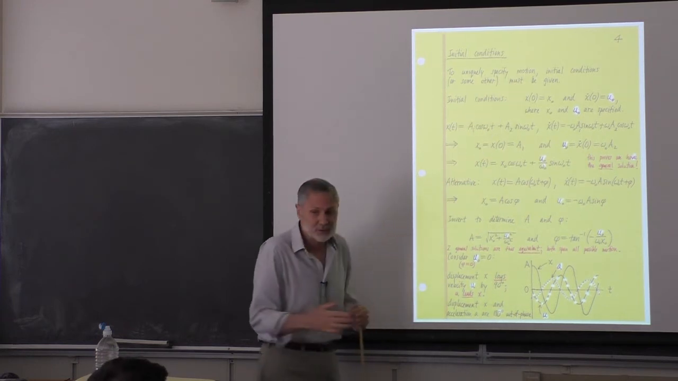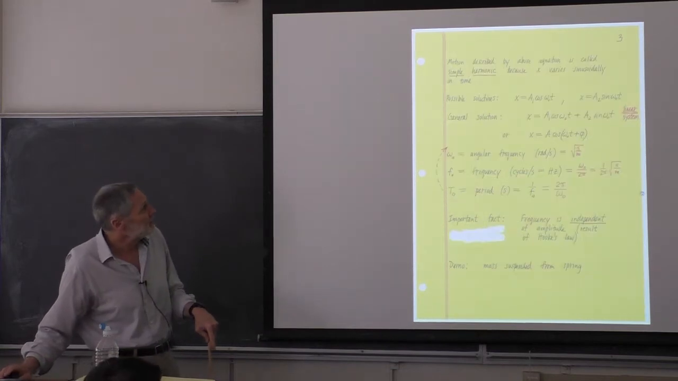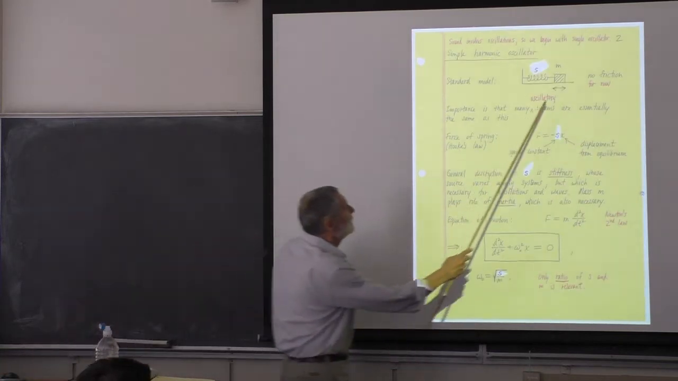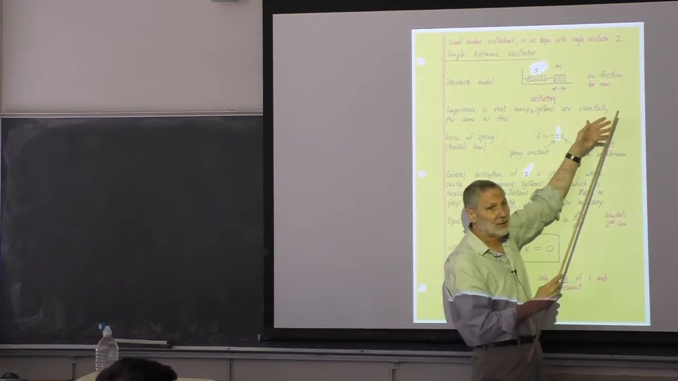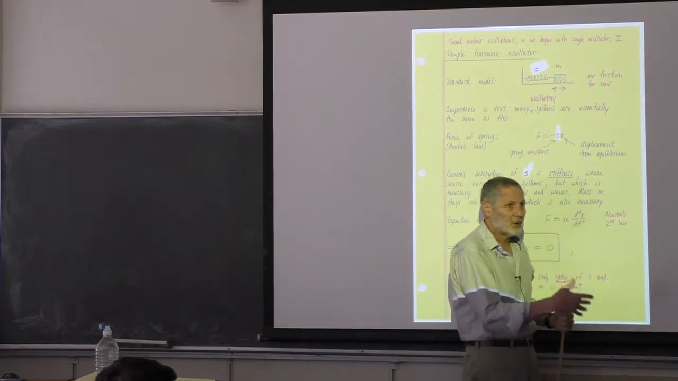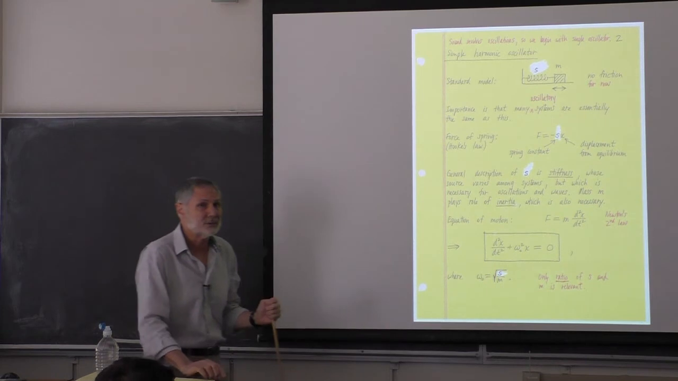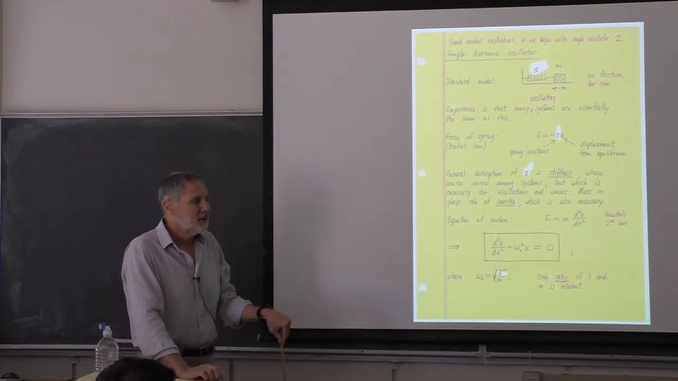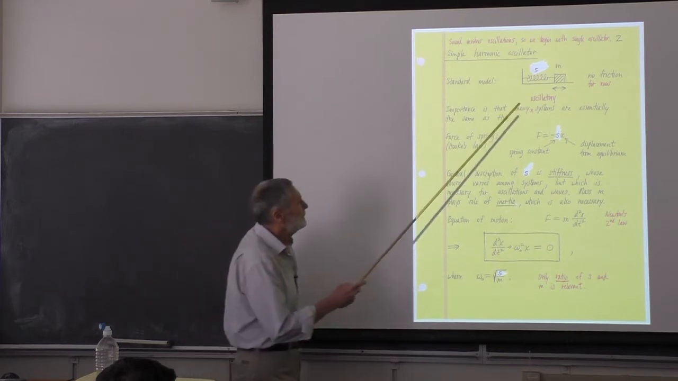Well, let's give our oscillators specific initial conditions. Let's imagine that at time t equals 0, I've pulled this thing over here, or I've pushed it in a certain distance, and I've given it some arbitrary distance, and I give it some arbitrary initial velocity. Okay, so those are arbitrary initial conditions. They can be anything.